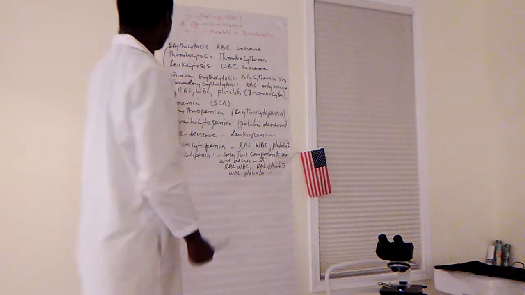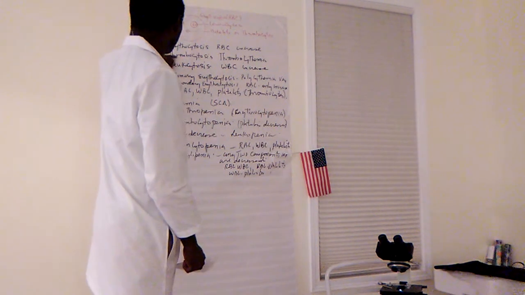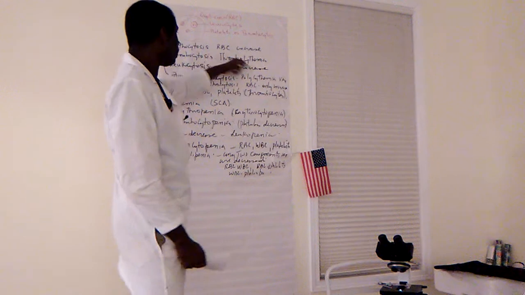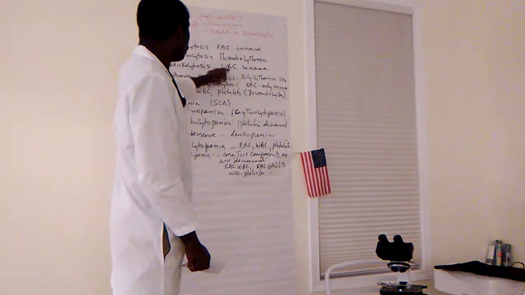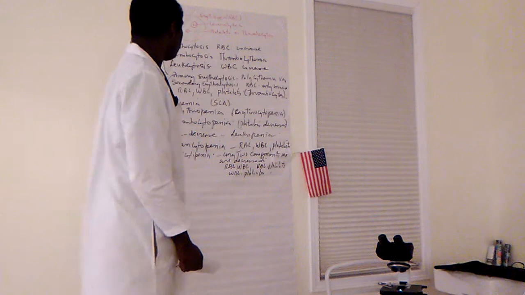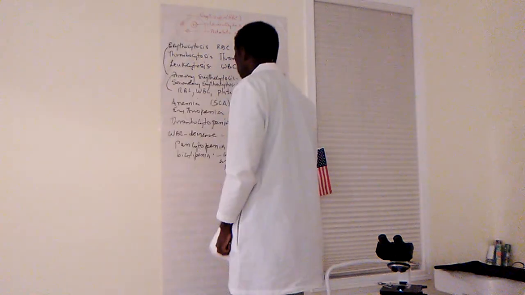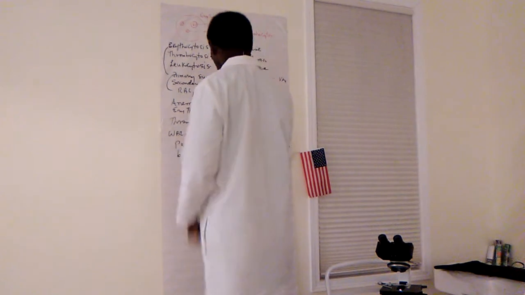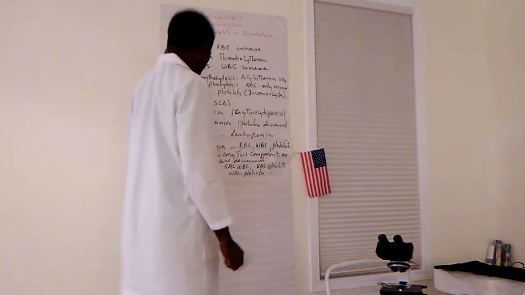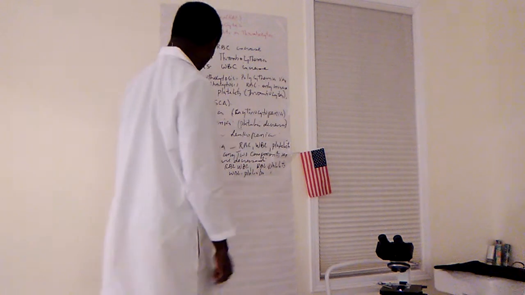So we'll be looking at not only erythrocytosis, but also thrombocytosis or thrombocythemia, leukocytosis, which is an increase in the production of white blood cells, and pancytopenia, which is a decrease in the amount of red blood cells, white blood cells, and platelets.